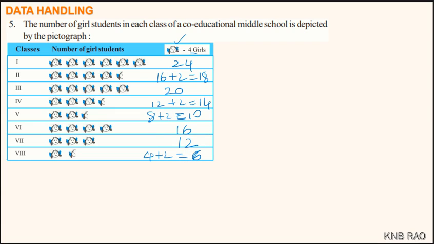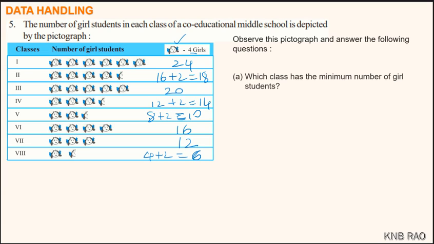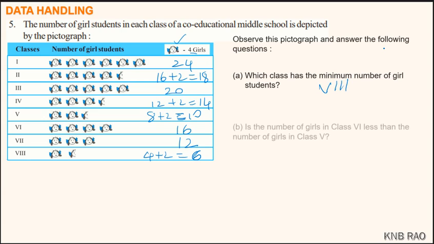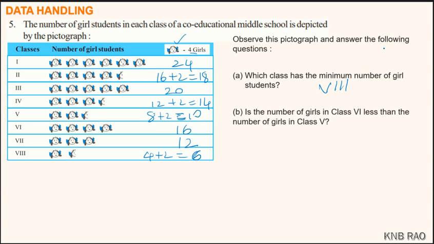So arriving at this number of students, I can now answer any number of questions on this. Observe the pictograph and answer the following questions. Question number 1: which class has the minimum number of girls? Obviously 8th standard. Next, is the number of girls in class 6th less than the number of girls in class 5th? Class 6th has 16 girls, class 5th has 10 girls. Now tell me, no? So the answer to this question is no.